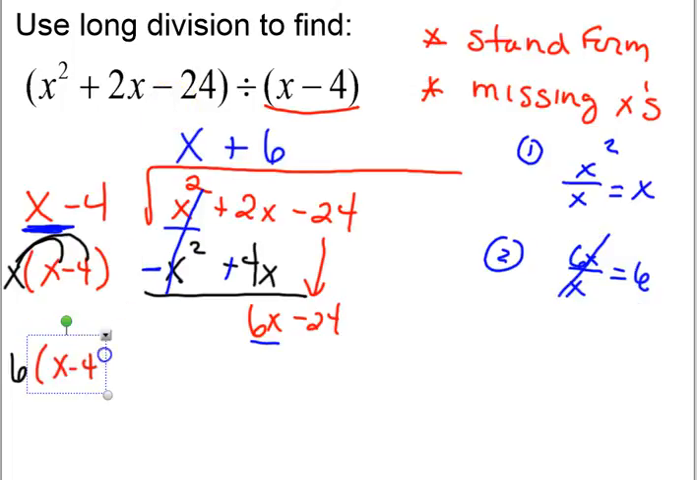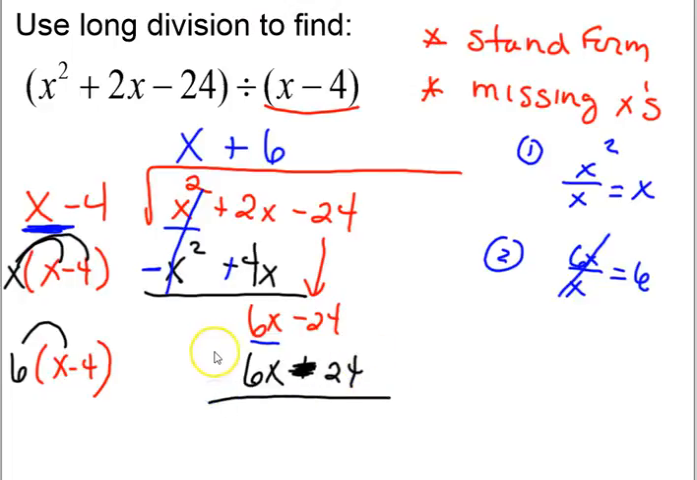That's my divisor. Whoops, my pen's messing up. Sorry, guys. Let me undo that. Okay, so what is 6 times x minus 4? Well, I get 6x, and I get a positive 24. I'm sorry, I get a negative 24. That's a minus 24.